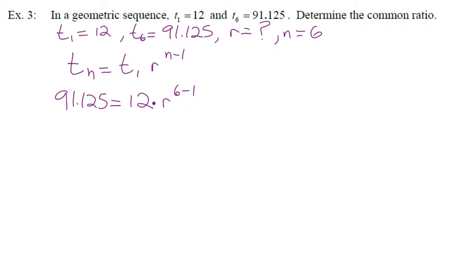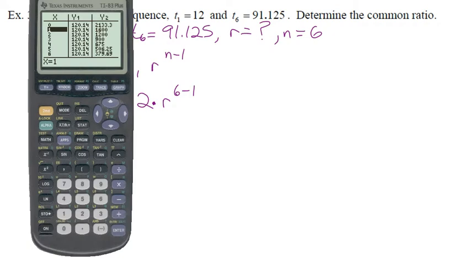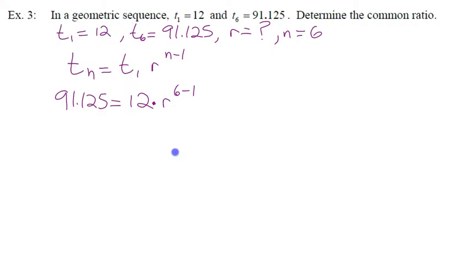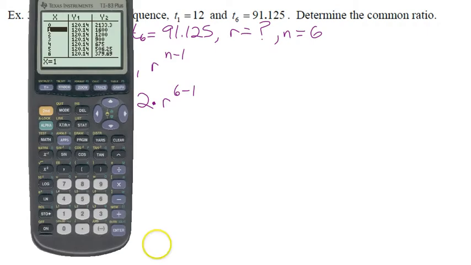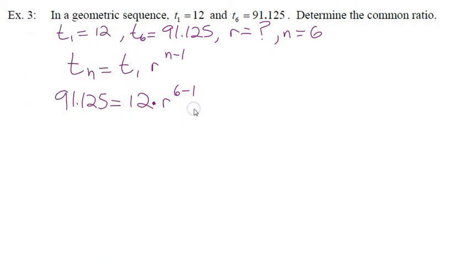So what's 91.125 divided by 12? You can tell me because it's going to take too long. It's 7.59375. So 7.59375 is equal to R to the 5. Okay, how do we get R? We take the fifth root.